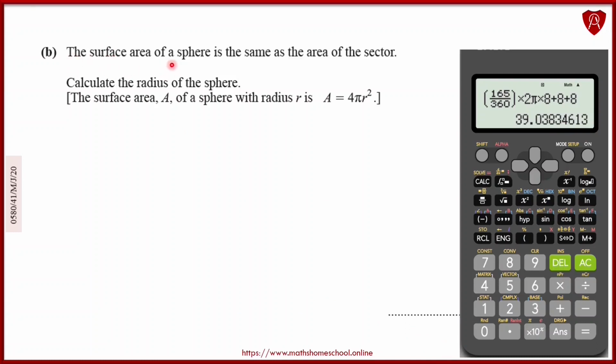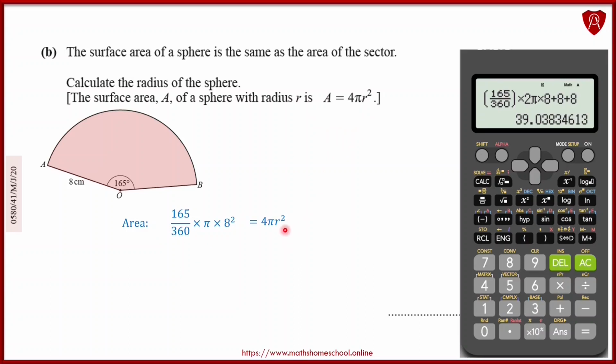The surface area of a sphere is the same as the area of the sector. Calculate the radius of the sphere. The surface area A of a sphere with radius r is given by this formula, 4 pi r squared. Let us get the area of the sector of the circle. Pi r squared is the area of the complete circle. We need the fraction given by the sector angle over 360 times the total area of the circle. That is the area of the sector.